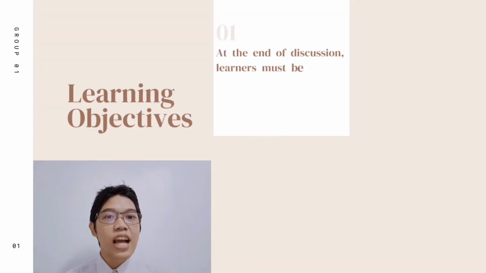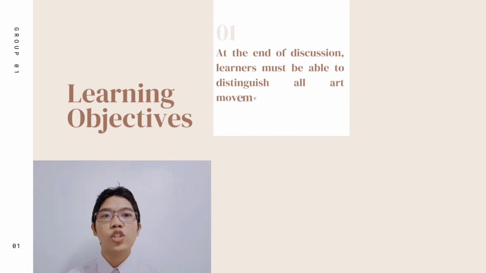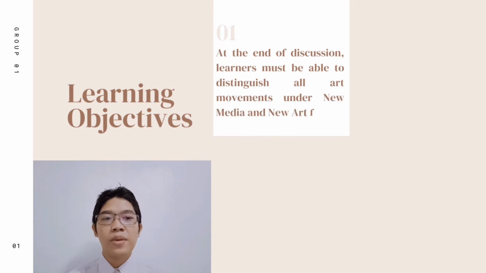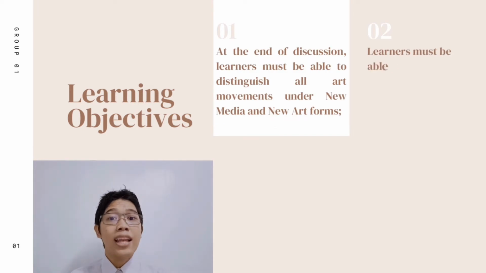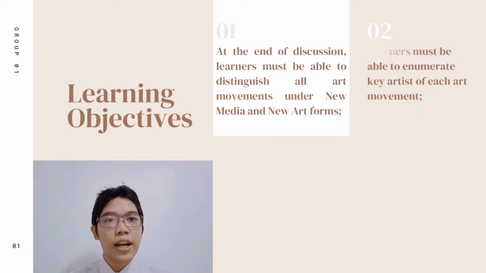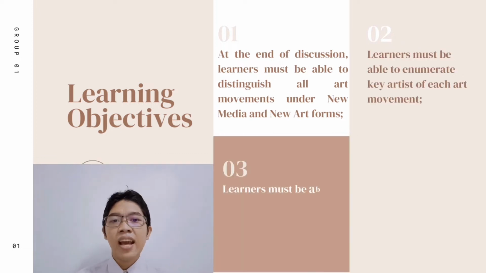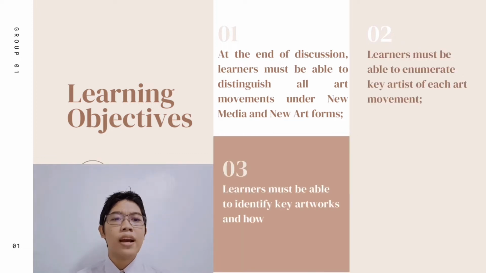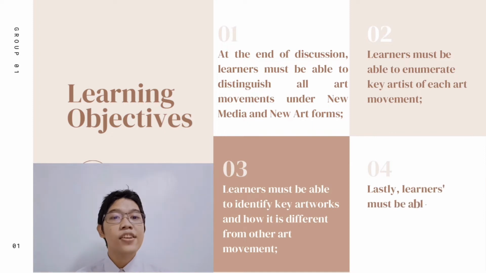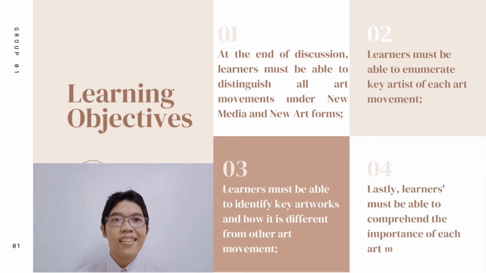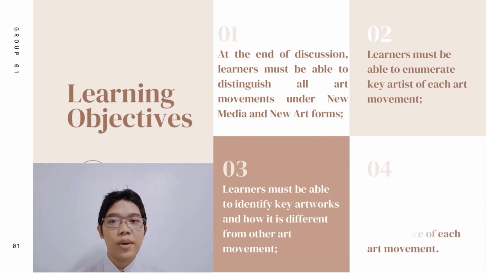Let's proceed to our learning objectives, which is number 1. At the end of discussion, learners must be able to distinguish all art movements under new media and new art forms. Number 2, learners must be able to enumerate key artists of each art movement. Number 3, learners must be able to identify key artworks and how it is different from another art movement. And lastly, learners must be able to comprehend the importance of each art movement.